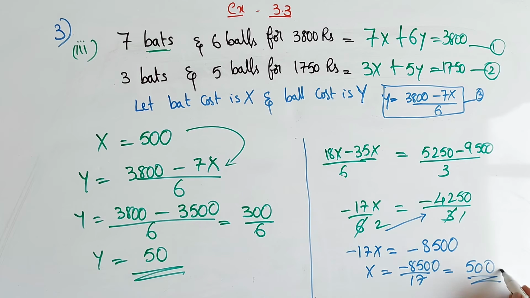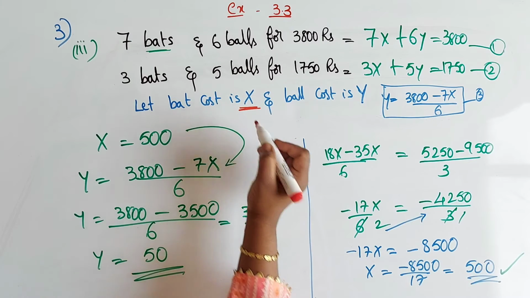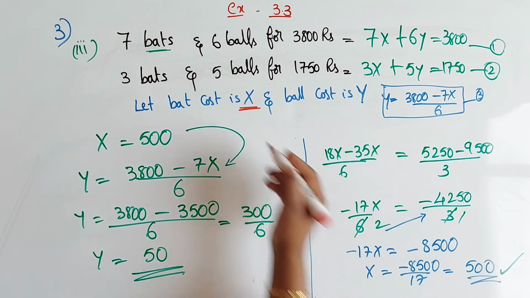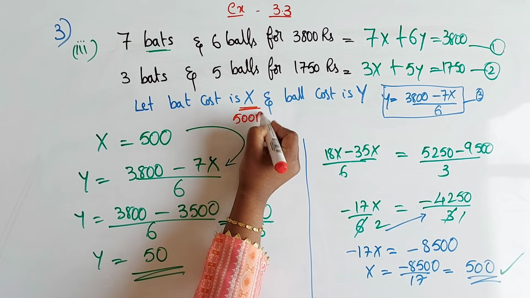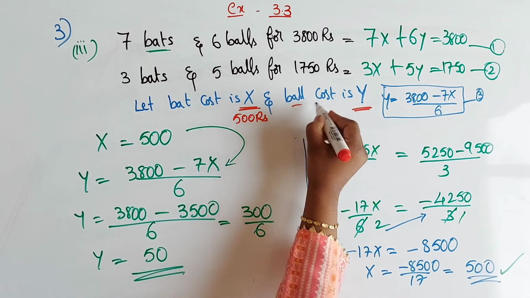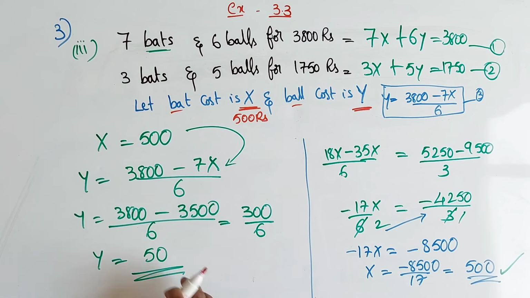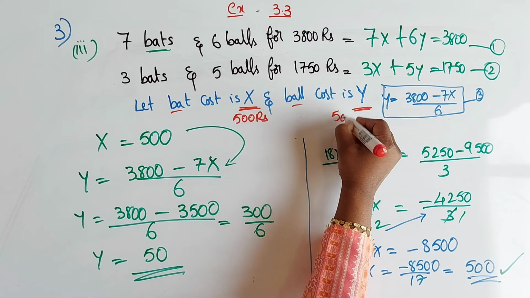y is 50 and x equal to 500. But x is the bat cost, children. So the bat cost is 500 rupees and y is the ball cost. Correct? So the ball cost is 50 rupees.